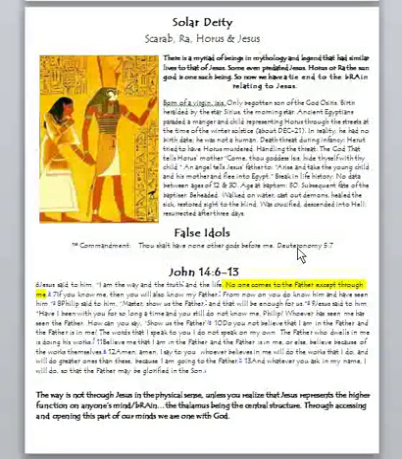Now we have ideas and thoughts and momentary ahas about spiritual things, but imagine being in that and living it all the time. That is being fully awakened and fully enlightened. And I've said this before, but I'm going to go ahead and read what I got here. The way is not through Jesus in the physical sense, unless you realize that Jesus represents the higher function of anyone's mind or brain, the thalamus being the central structure. Through accessing and opening this part of our mind, we are one with God. So to me, that ties it up pretty good.